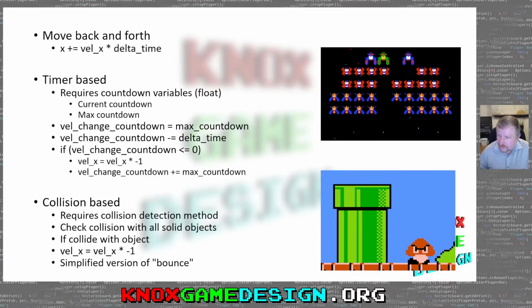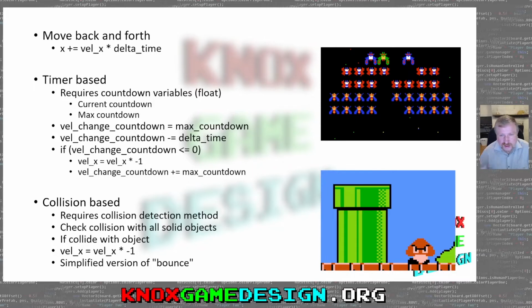So like the first, I'm trying to use some real world examples up here. You've got games like Galaga where you just have the critters, the space aliens or whatever moving back and forth. And the second example, you've got a Goomba down there. But for the Space Invaders type example, we're going to use a timer based approach to tell the enemy when to start moving in the other direction.